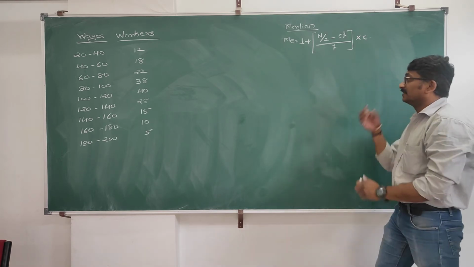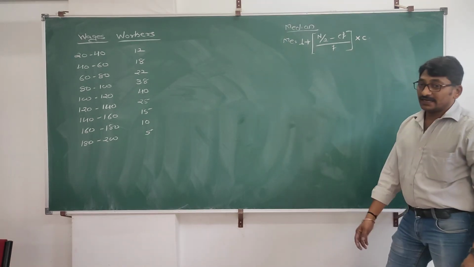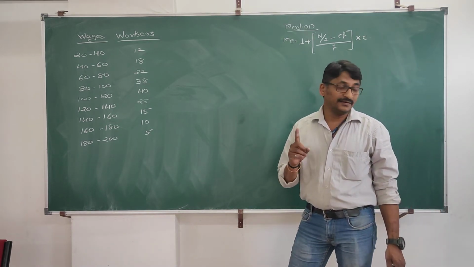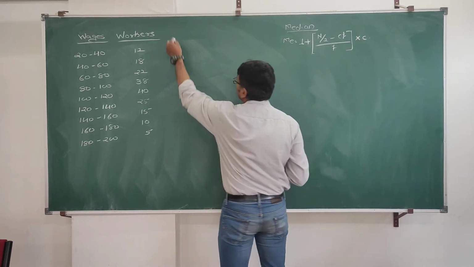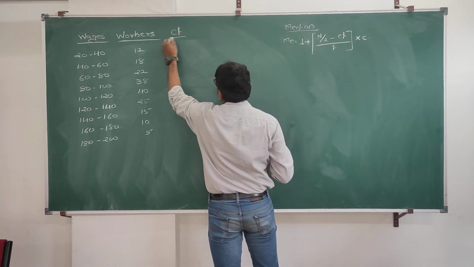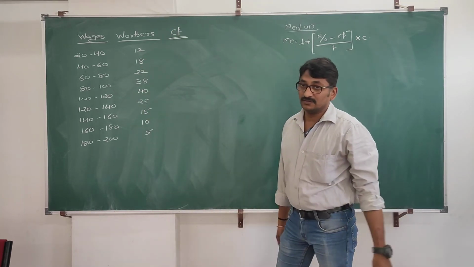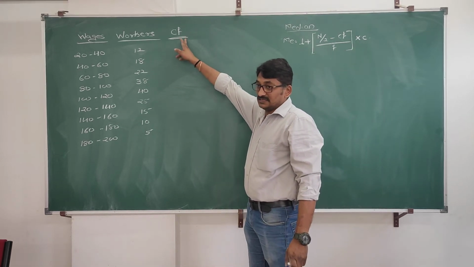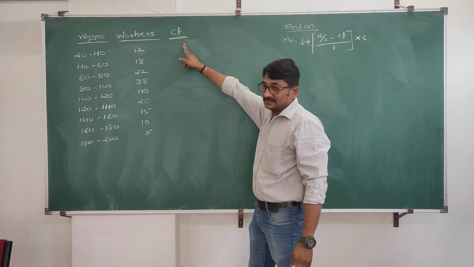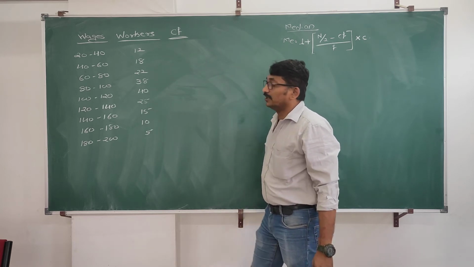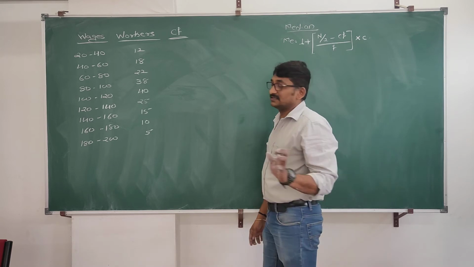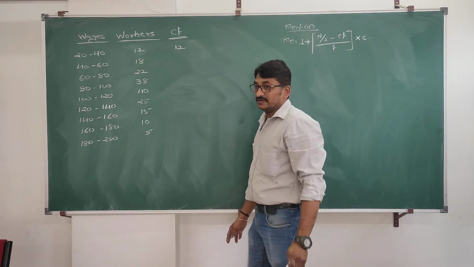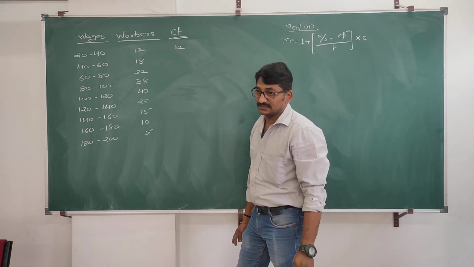Written? Okay, we'll start. Now to calculate median, only one column is required, that is known as CF. Now here CF is nothing but cumulative frequency. How to prepare this cumulative frequency? Procedure is very simple. Always keep first frequency as it is.